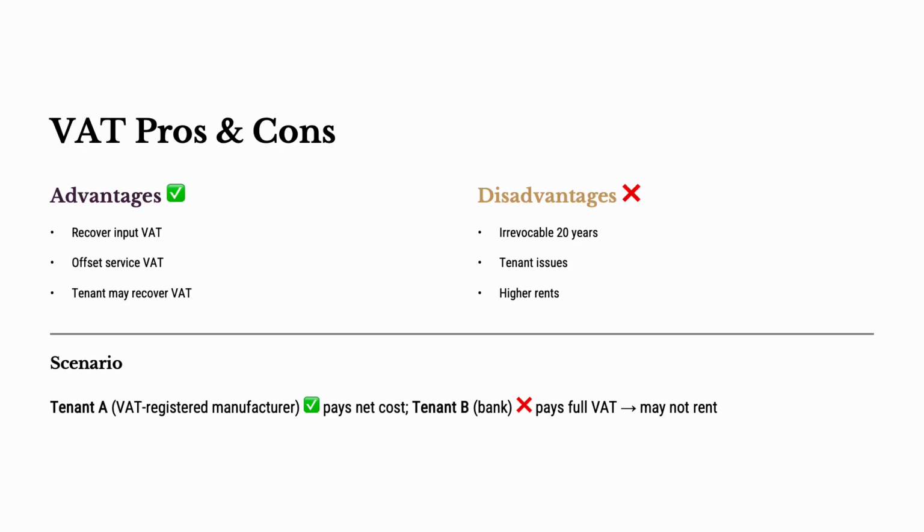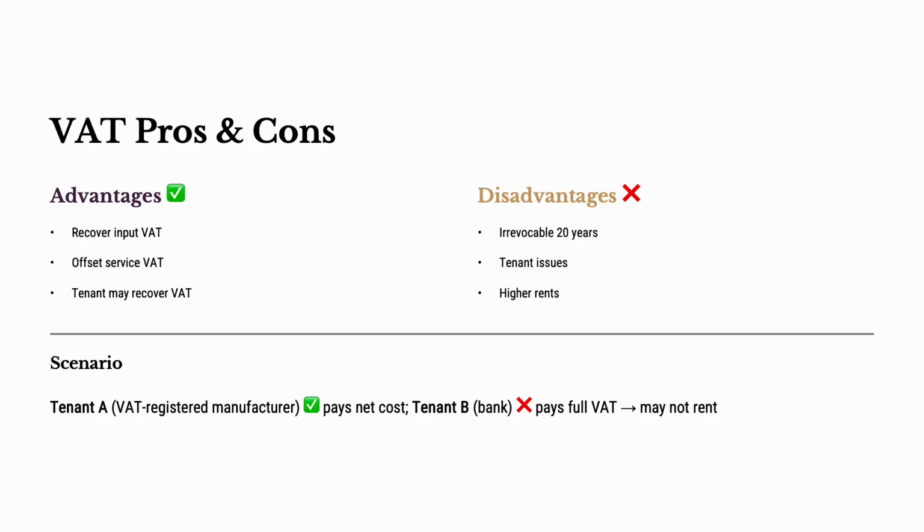So, VAT pros and cons. The option to tax is not always perfect. It has advantages and disadvantages. Advantages: you can recover input VAT on construction services. You can offset VAT charges from professional advisors. And if your tenant is VAT registered and making taxable supplies, they can recover the VAT too, so it does not increase their real cost. Disadvantage: the option to tax is irrevocable for 20 years. You can't change your mind. It can create tenant issues, and it means higher rents nominally, even if the VAT is recoverable.